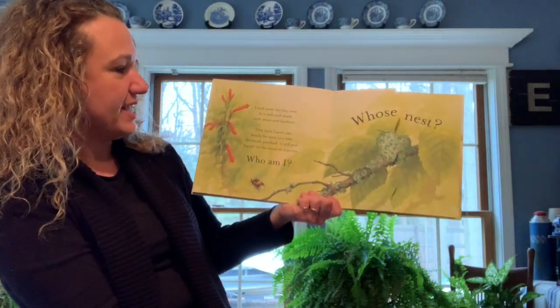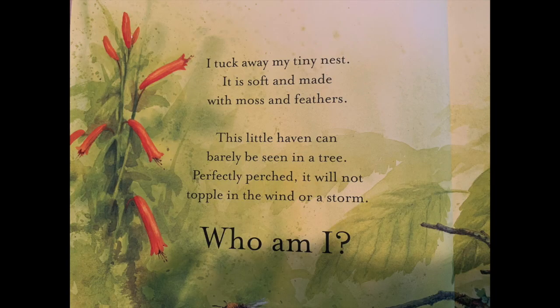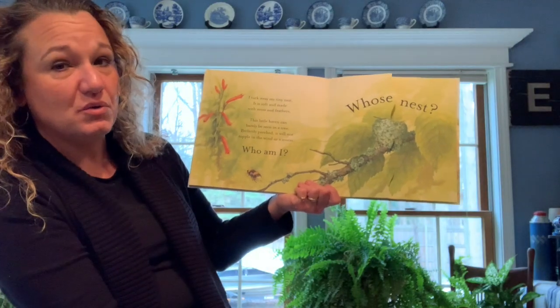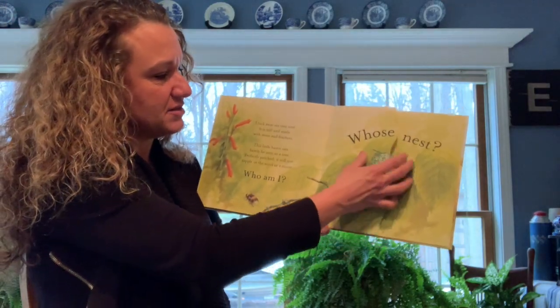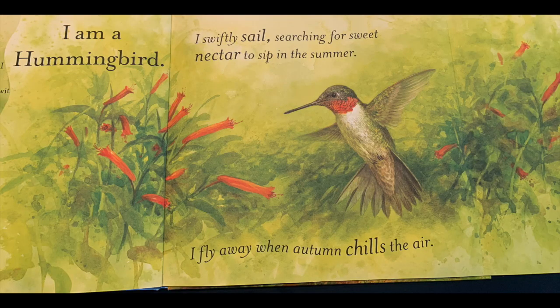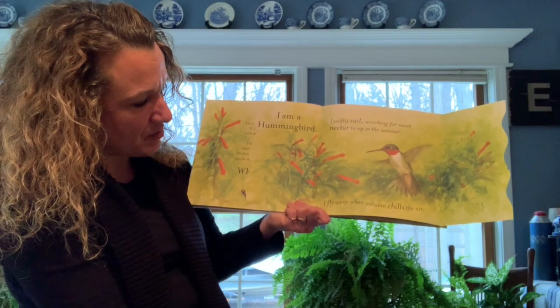I tuck away my tiny nest. It is soft and made with moss and feathers. This little haven can barely be seen in a tree. Perfectly perched, it will not topple in the wind or a storm. Who am I? So that's a little nest. Oh, it's a little bird called a hummingbird. I am a hummingbird. I swiftly sail, searching for sweet nectar to sip in the summer. I fly away when the autumn chills the air.